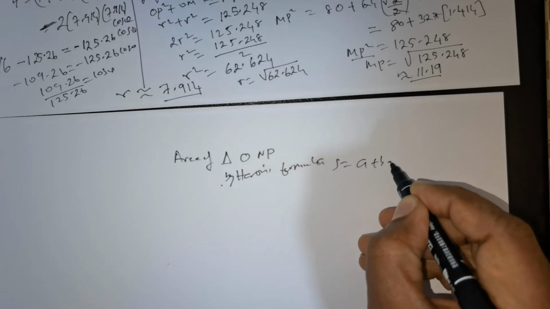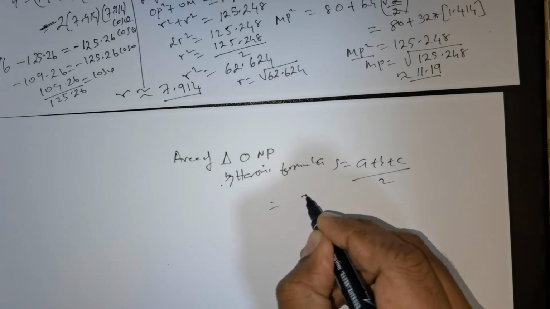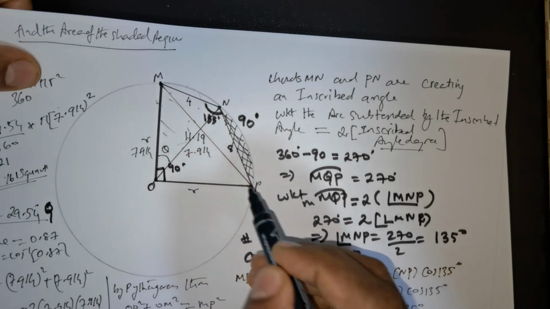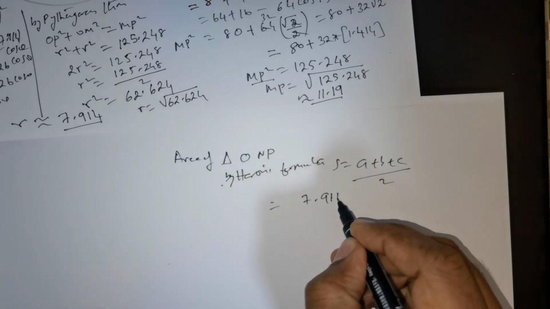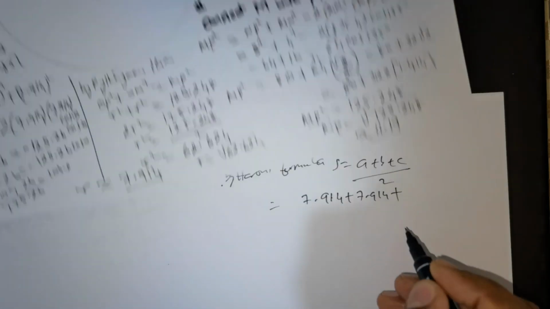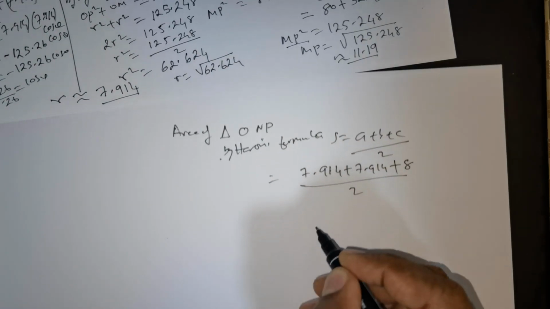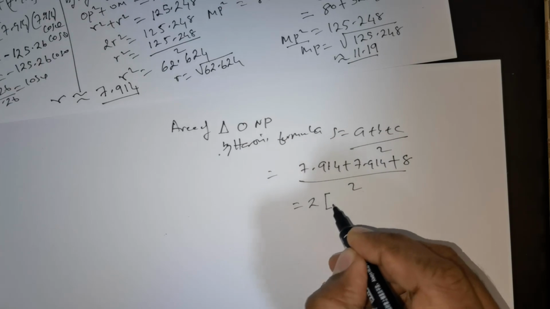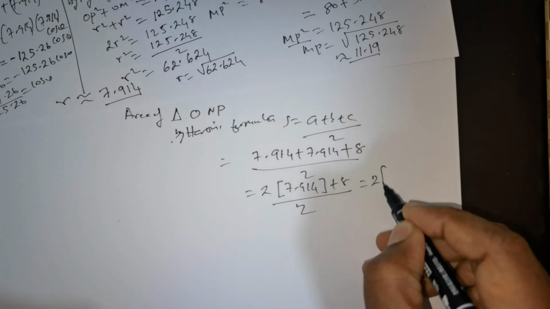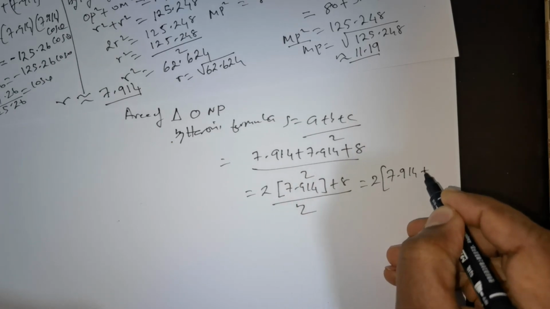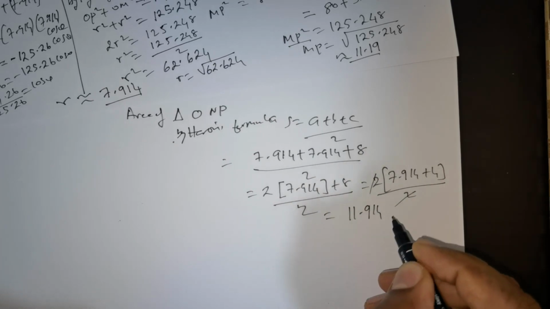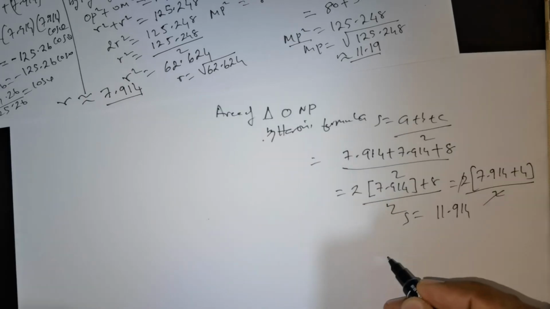S is equal to A plus B plus C divided by 2. So you have two radius, right? 7.914, 7.914. So let me write that. 7.914 plus 7.914 plus this length, 8 units, divided by 2. So this is going to be 2 times 7.914 plus 8 divided by 2. So I can take 2 out. So 7.914 plus 4 divided by 2, they get cancelled. So this is going to be 11.914. So this is my S.